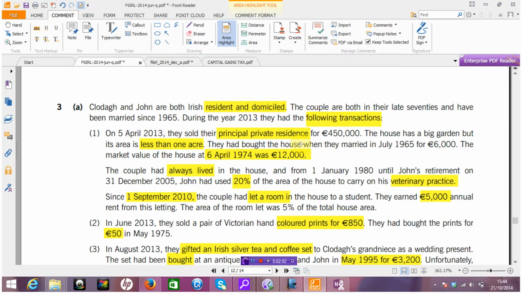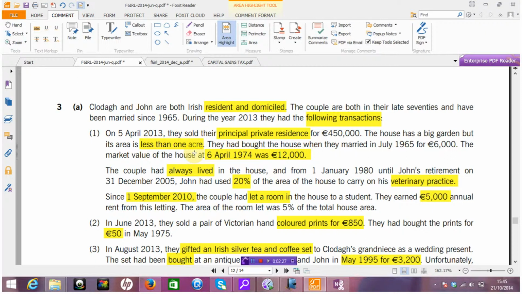One other thing to remember about PPR is that certainly the first part of the calculation will be done as normal. So really we're looking for some form of three-liner: proceeds less cost equals gain. In this particular case, the proceeds look to be clear. They also do mention that the area of the garden is less than 1 acre, and they're doing that for good reason. We should know that up to 1 acre would be included within the house and eligible for PPR relief.